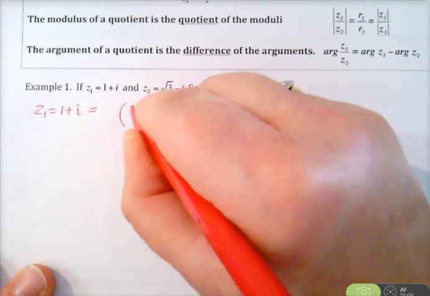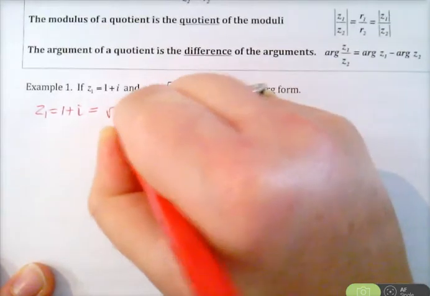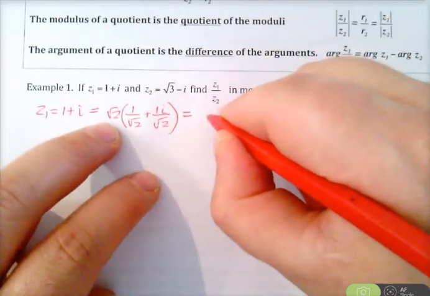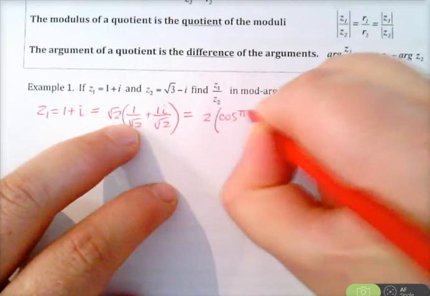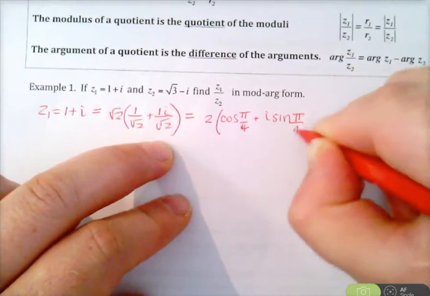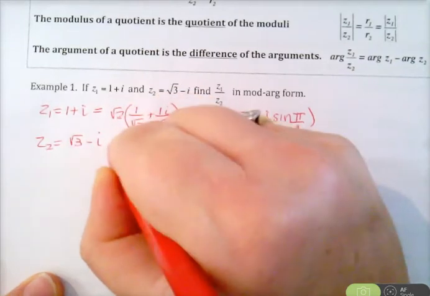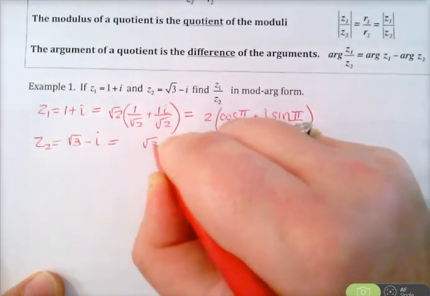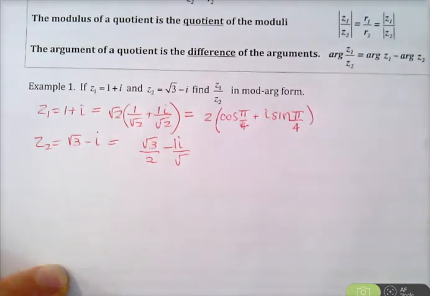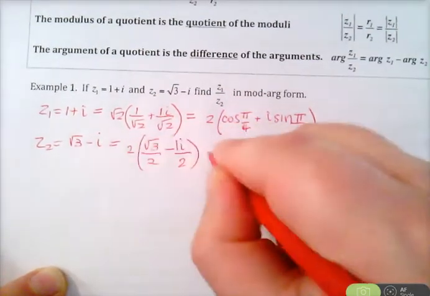Now if we look at 1 plus i, we can write that as 1 on root 2 plus 1i on root 2, and we'll balance that out with the root 2 at the front. Okay, so therefore z1 is root 2 times, we know that that's the cos of pi on 4, or cos of 45 degrees, plus i times the sine of pi on 4, or 45 degrees. And z2 is root 3 minus i. Now we know that the exact value would have to be root 3 on 2, and this would have to be minus 1i on 2. So therefore you balance this out with a 2 at the front.